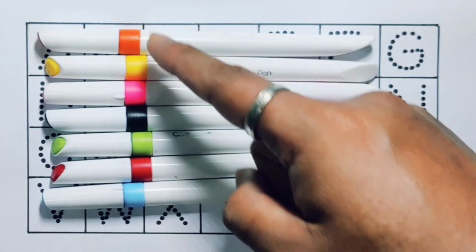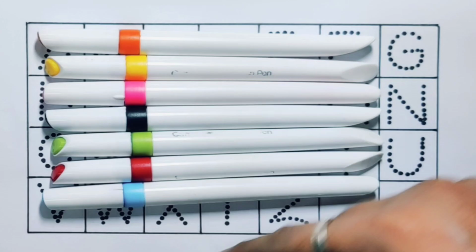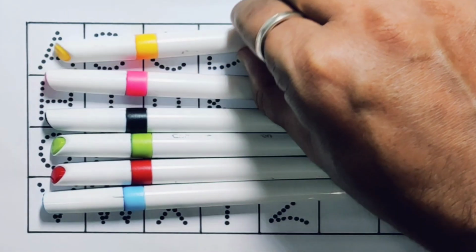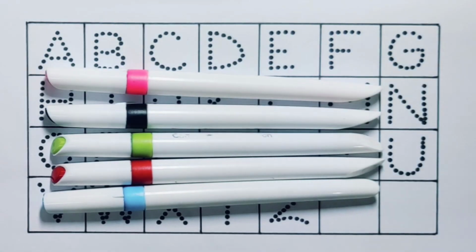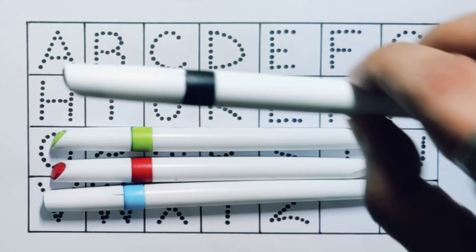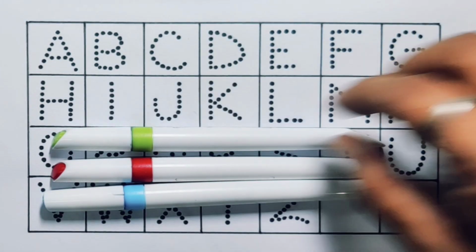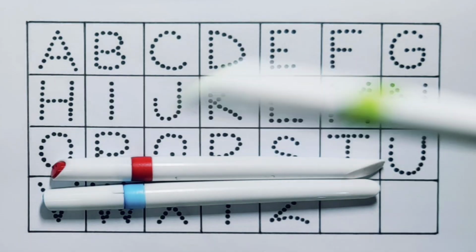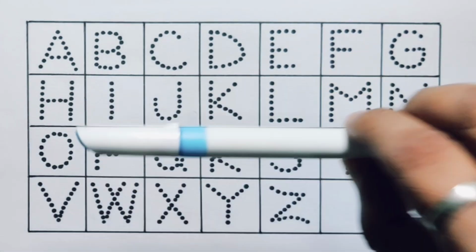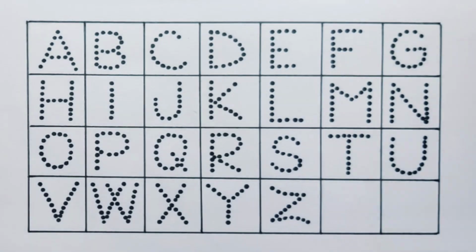First we're going to know the color's name. Orange color, yellow color, pink color, black color, light green color, red color, sky blue color. Now let's learn the alphabet A to Z.